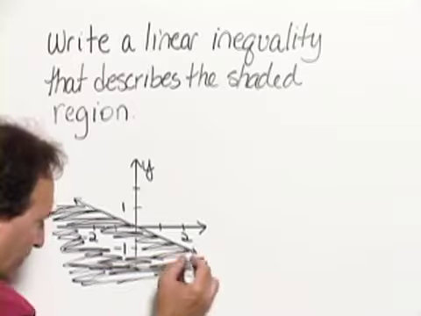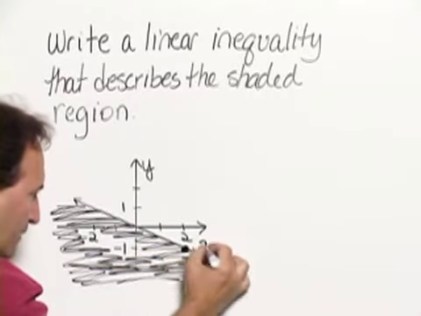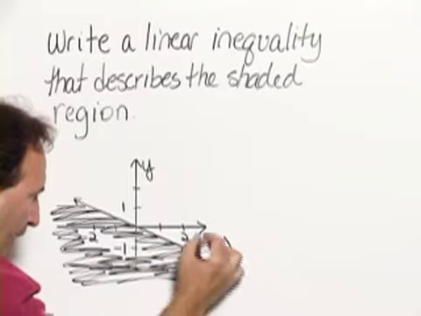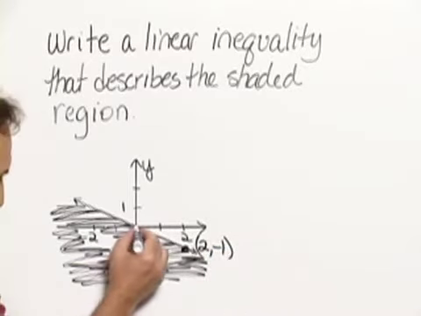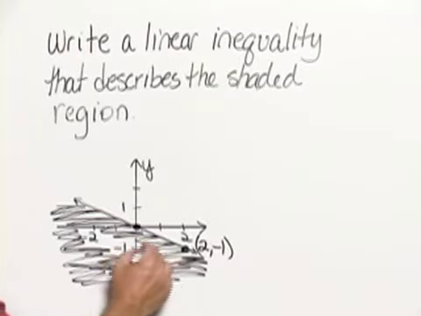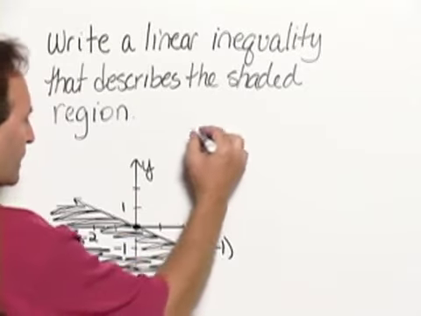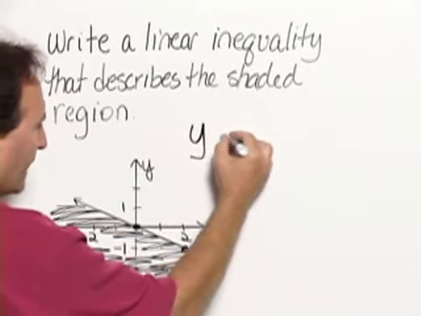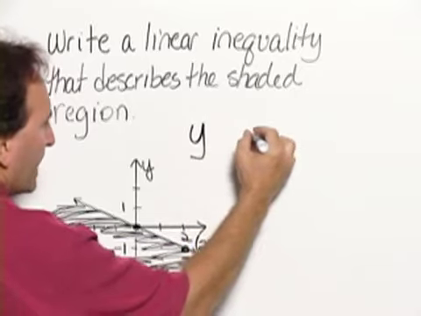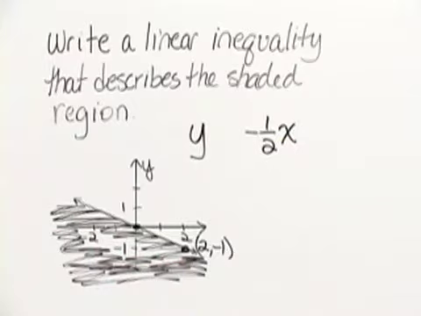Let's locate this point right here. That point appears to be (2, -1), which means if I start at the origin and I go down 1, then I would go over 2. That gives me a slope of -1 over +2. So this would be y, and then we're not sure yet, but then -1 over 2x. So in other words, -1/2 x.